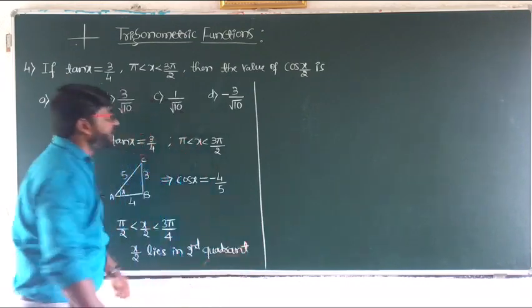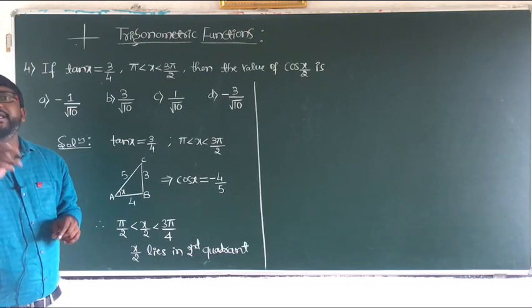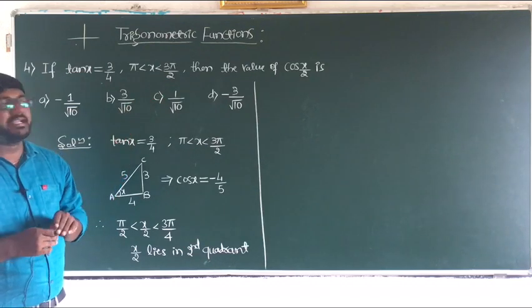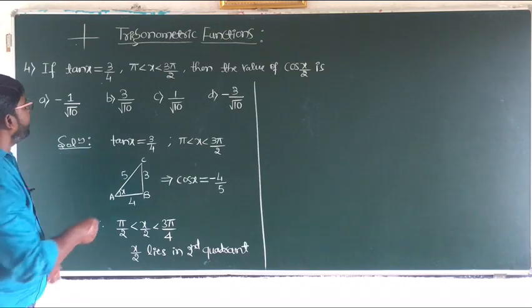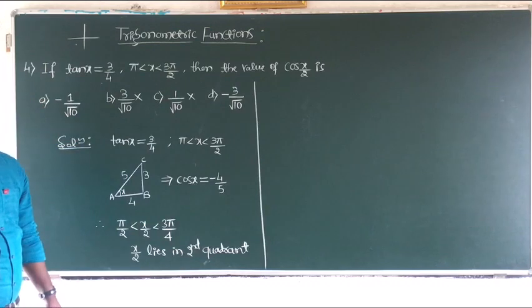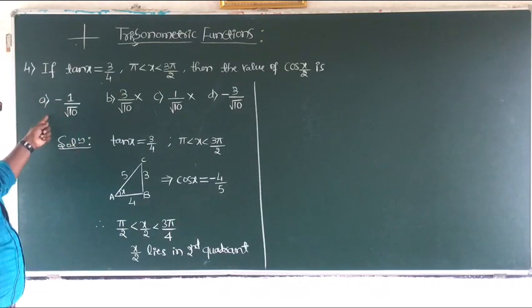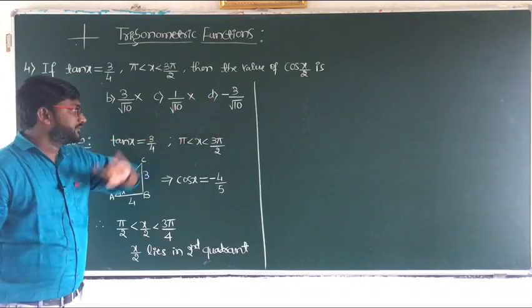So what we have to calculate now? We have to calculate cos x by 2. So cos x by 2 will be negative in the second quadrant. Hence option B and option C are straight away eliminated. Now we should get the answer in negative. That means the answer is there in the option A or the option D. So let us solve this.